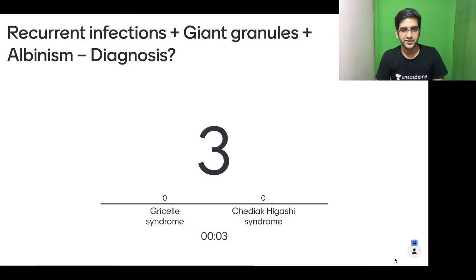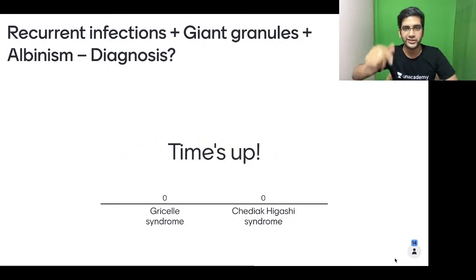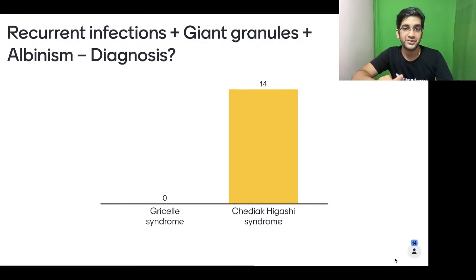Amazing. See, when you have a very quick session also, whoever answers the first will get more marks. Wow, it's amazing. All 14 of you wrote the correct answer: Chediak-Higashi syndrome. It's a classical disease, right? Recurrent infection, giant granules on the WBCs and albinism. The LYST gene mutation, fine. We'll go to the next.